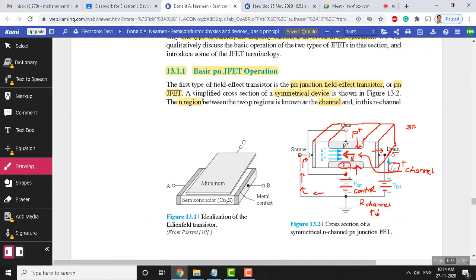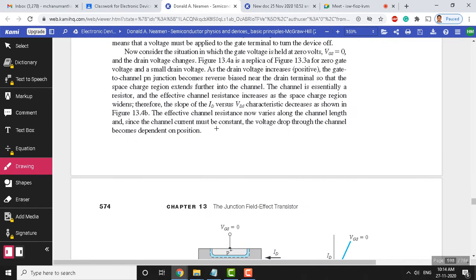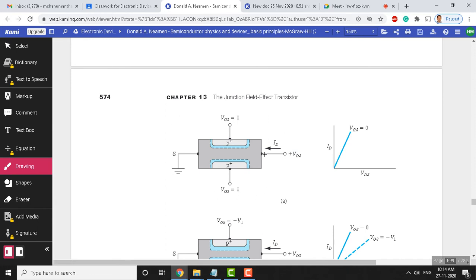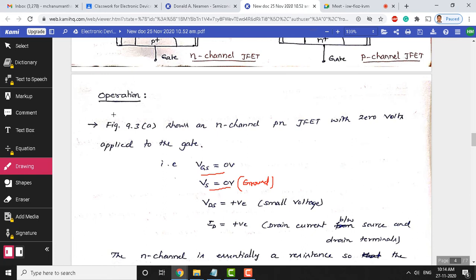Look at this diagram here, that gives you more clarity on how exactly it works. I am just calling this figure 9.3a. Look at this figure, with reference to that figure I am talking here. VGS is 0, VS is 0, VDS is positive.